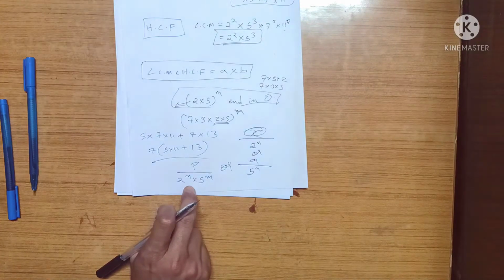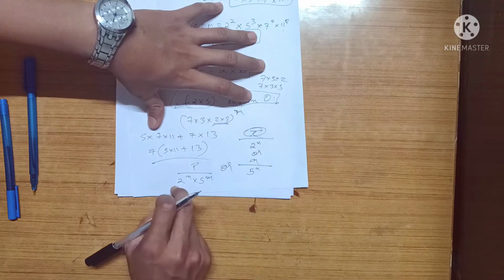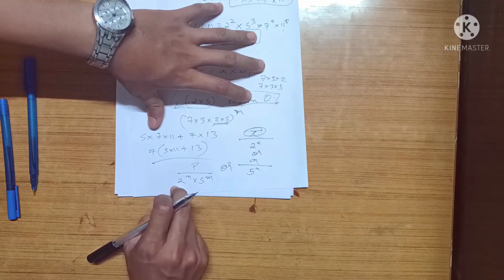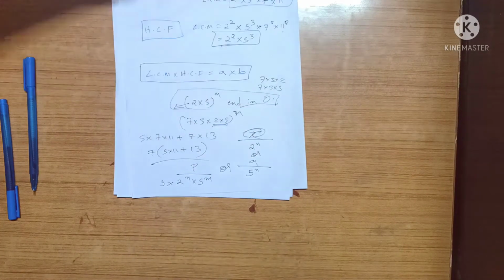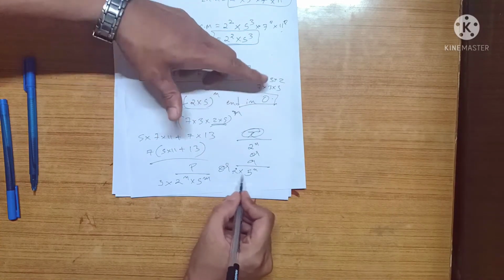And then if there is any other number attached to this, this, or this, it will not be terminating. Any number attached. For example, 3 into this is not terminating. 2 into this will be terminating because 2 and 5.